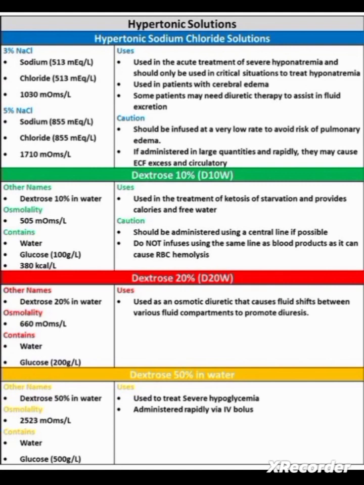The osmolality is increased here: 1030 milliosmoles per liter. In 5% NaCl, the sodium content is again increased, that is 855 mEq per liter. Chloride is the same, 855 mEq per liter. The osmolality is 1710 milliosmoles per liter.